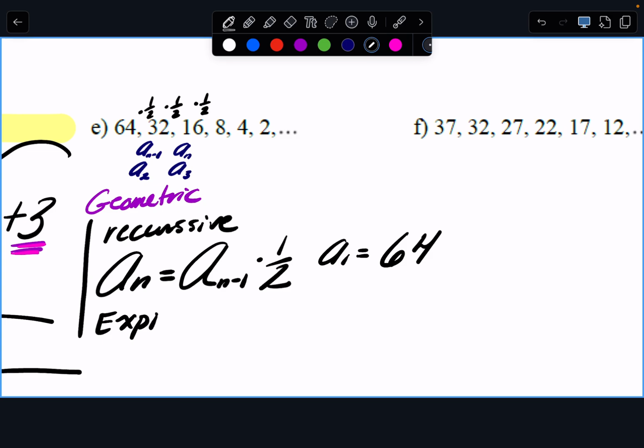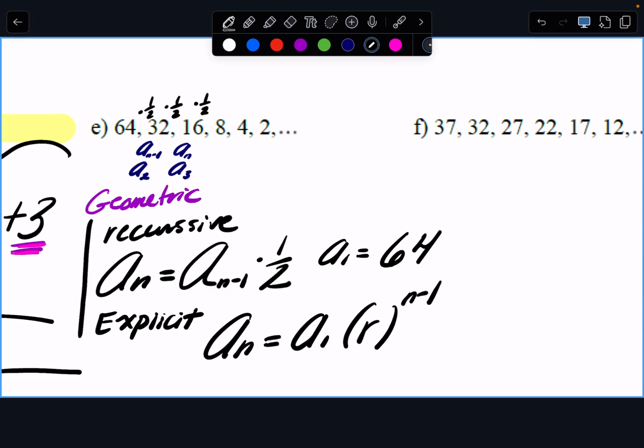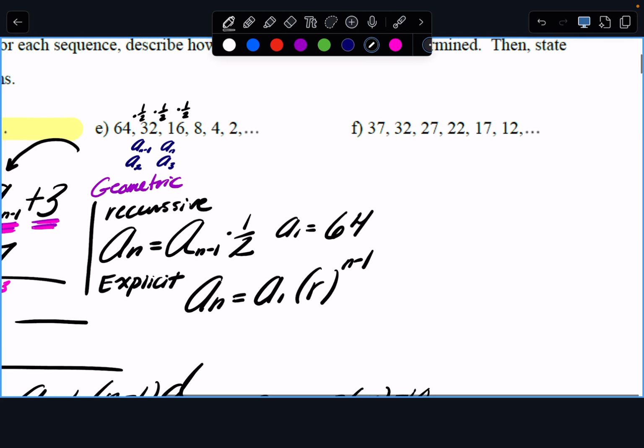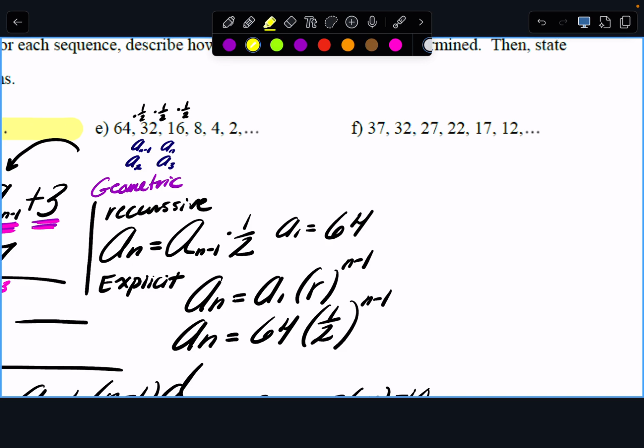Let's do an explicit formula. This takes memorization. If it's geometric, it's a sub n equals a sub 1 times by r raised to the n minus 1. So you have to memorize that. That's different than the arithmetic one. This is the direct formula. So let's write it for this one. A sub n equals, what is a sub 1? 64. What are we timesing by? R stands for ratio, which means what we're timesing by forward. Ratio, again, is divide, because you divide backwards to figure out what you're multiplying forward. So aren't we timesing by 1/2? Yes? Raised to the n minus 1. So this would be the direct formula for geometric, and this would be the recursive formula for geometric.